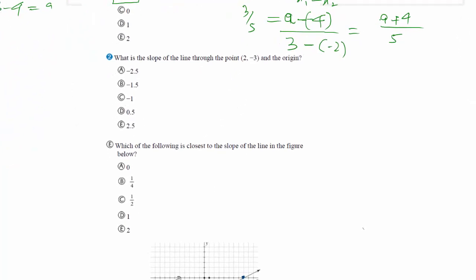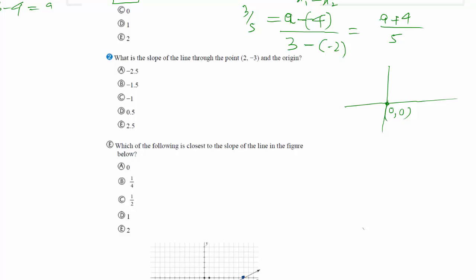Now let us see question number 2. What is the slope of the line through the point (2, -3) and the origin? So it makes things easier when you're having the origin. Origin means (0, 0), right? So you're getting one point as (0, 0), and the other point is (2, -3).